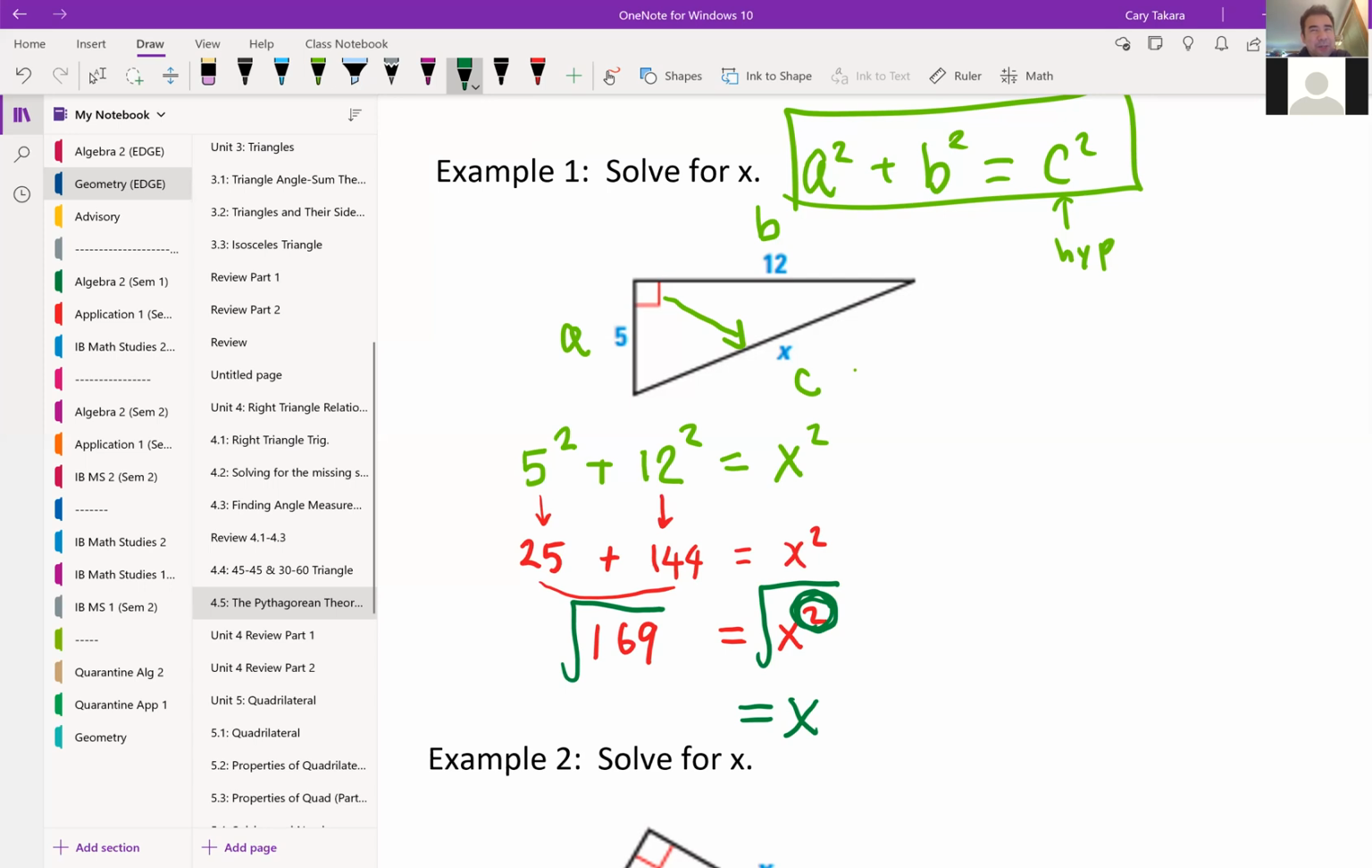We are not going to talk about square, cube root, or fourth root in geometry; those are algebra topics, right? So I'm not going to talk about that too much, but a square and a square root cancel each other. So if you have a square and you want to get rid of it, you better introduce a square root on both sides. So now x equals square root of 169.